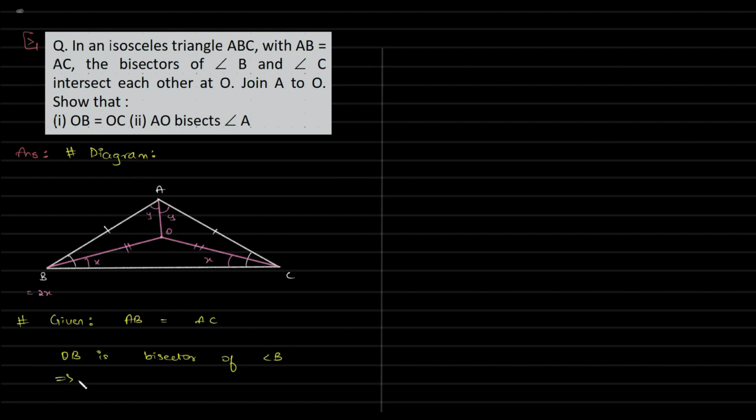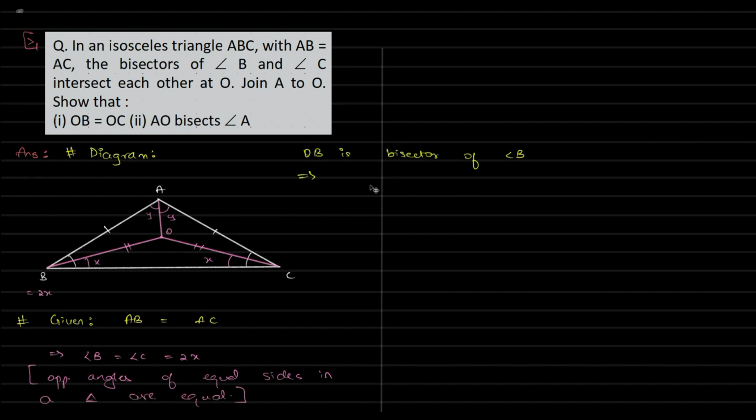So what does this imply? This also we can write. So first things first, since these two sides are equal, this implies angle B is equal to angle C. We'll call this 2x. Reason: opposite angles of equal sides in a triangle are equal.